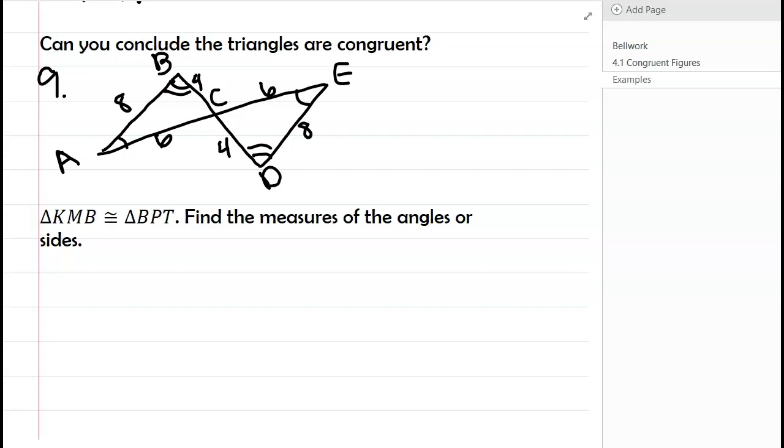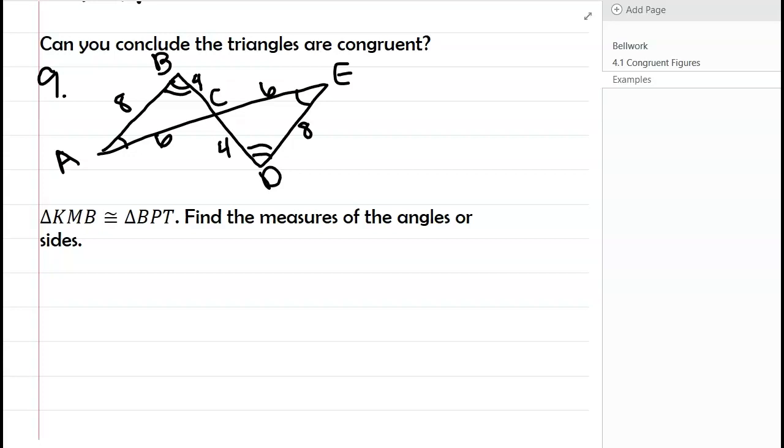Now, if you're going to conclude that the triangles are congruent, that means that you know for a fact that all of the angles are congruent and all of the sides are congruent. So let's start with the sides. Do I have 3 sets of congruent sides? All right, 6, 4, 8. Yeah, so I've got the same sides.